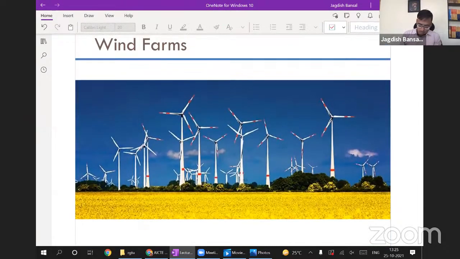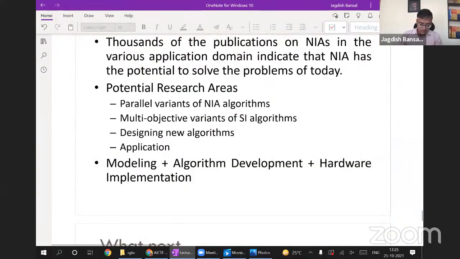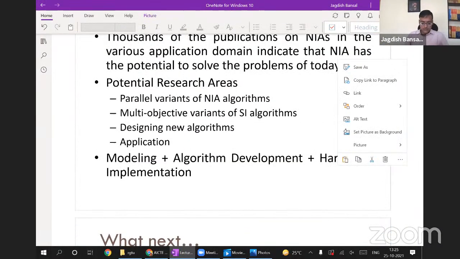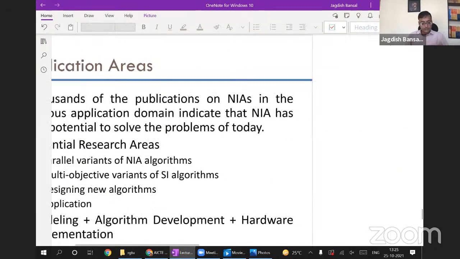This is another problem related to wind turbines: to find the optimal location of wind turbines, so that the wake effect of one turbine on another turbine is minimum. And I solved this problem using BBO. We published 2 research papers also on this. So what I want to tell you is that there are many applications of these algorithms.